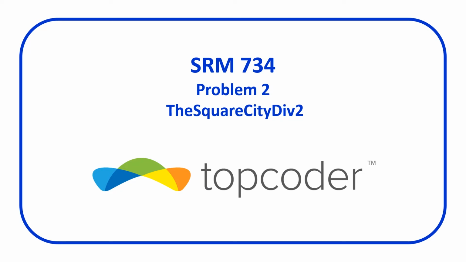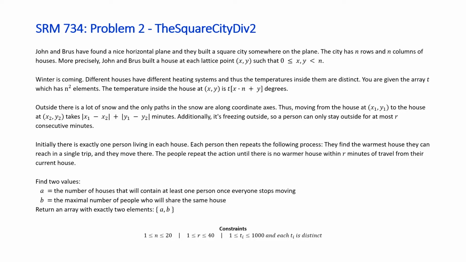In this video, we're going to be going over the solution to problem 2 from the TopCoder SRM 734 contest entitled TheSquareCityDiv2. The problem states, John and Brew have found a nice horizontal plane and they built a square city somewhere on the plane. The city has n rows and n columns of houses. More precisely, John and Brew built a house at each lattice point (x, y) such that x and y are between 0 and n.